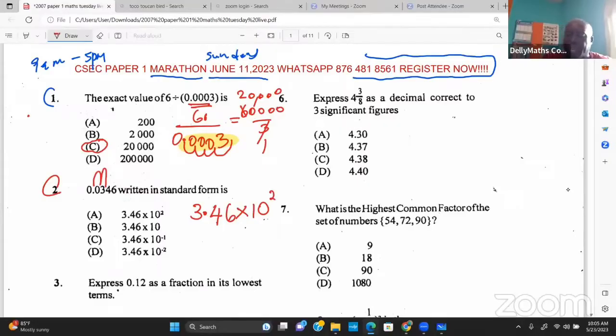However, it could be negative, it could be positive. If you move from left to right, it's always a negative. Or if the original number is a 0 point something number, then the power of 10 will always be negative as well, right? All right, let us look at number 6 up here.